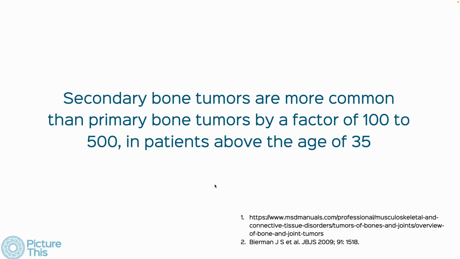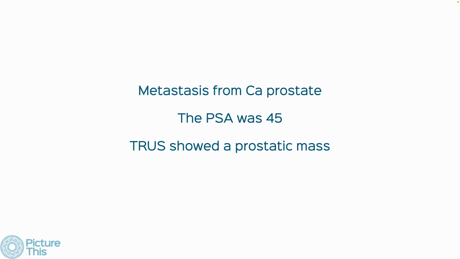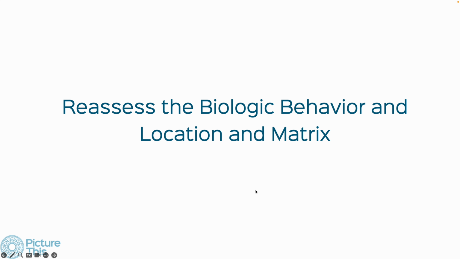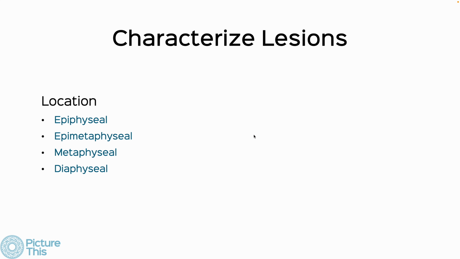Secondary bone tumors are more common than primary bone tumors by a factor of 100 to 500 in patients above the age of 35. This biopsy turned out to be a met. The PSA was 45, done after I'd done the biopsy, and then he had a prostatic mass, and this was just carcinoma of the prostate. So one rule is that in any patient above the age of 35, before considering a primary bone tumor, unless there are specific findings, always think of mets, myeloma, lymphoma first. Then reassess the biologic behavior and location and matrix.